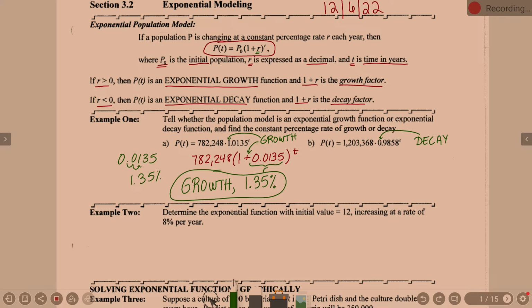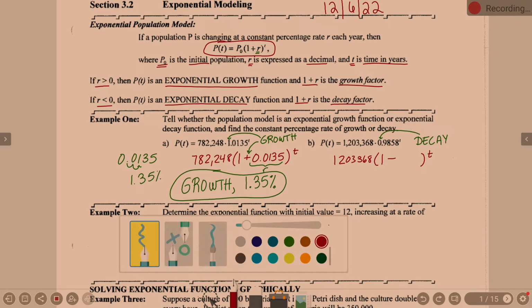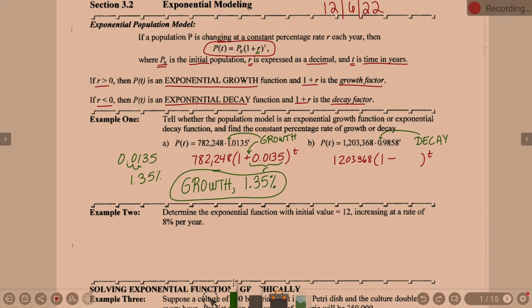Now, the whole part about R being less than 0. So this is basically saying our decay factor is less than 1. If I write this out, 1,203,368, except, and then it's going to be 1 minus something raised to the t. And so there is the fact that it's going to be 1 minus something, there is the negative R value, the R less than 0 part. Does that solve the confusion there, I'm guessing?